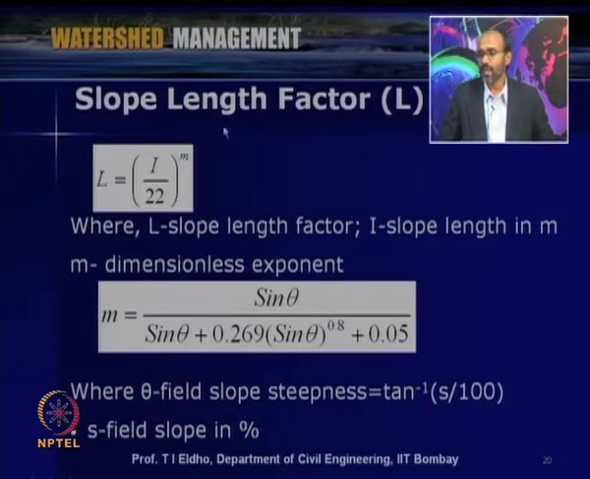Then another important factor in the USLE is the slope length factor L, defined as L = (l / 22)^m, where L is the slope length factor, l is the slope length in meters, and m is a dimensionless exponent defined by m = (sin θ / (sin θ + 0.269 ... )) ... where sin θ divided by sin θ plus 0.269 (sin θ)^0.8 plus 0.05, and θ is the field slope steepness, expressed as tan inverse of S/100, where S is the field slope in percentage. Using this equation we can find the slope length factor.